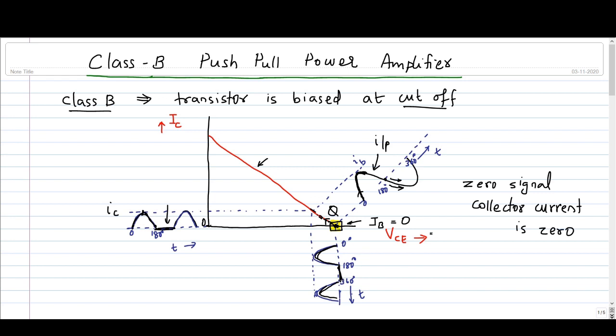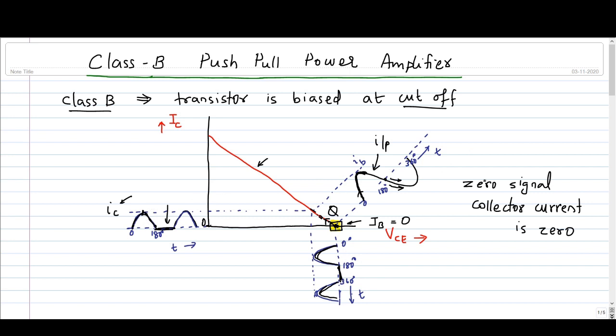Okay. So what is the disadvantage? We are getting output current or power is delivered to the load only during half cycle of the input signal. So faithful amplification is not obtained, and power is delivered only during half cycle. So it is a major disadvantage. So to overcome this disadvantage, we have to go for a push-pull arrangement.